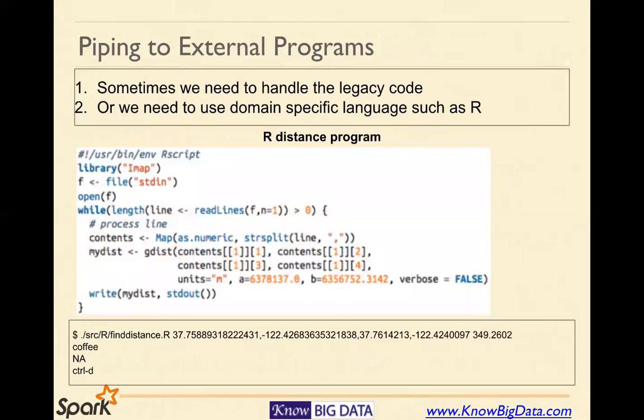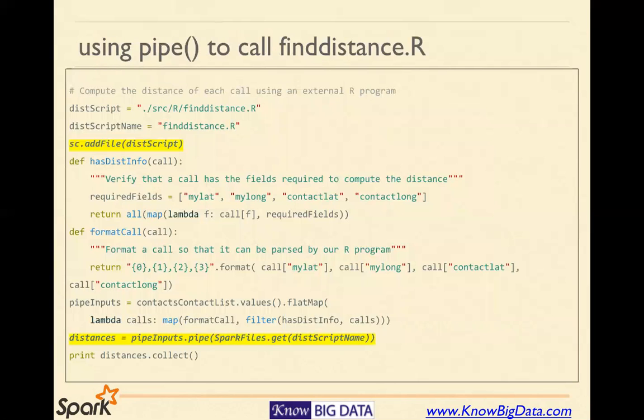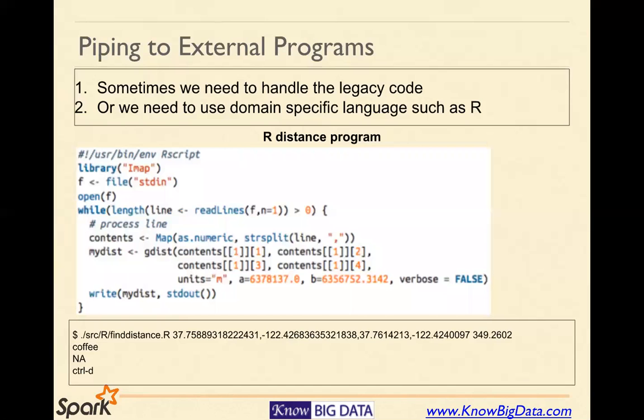And sometimes you may want to handle legacy code. In those cases, you can use any program, say, for example, an R program, to handle the processing need. Let's say you have this nice R program which does something, and you don't know how to translate it, or you don't want to translate it into Python or Scala right now.